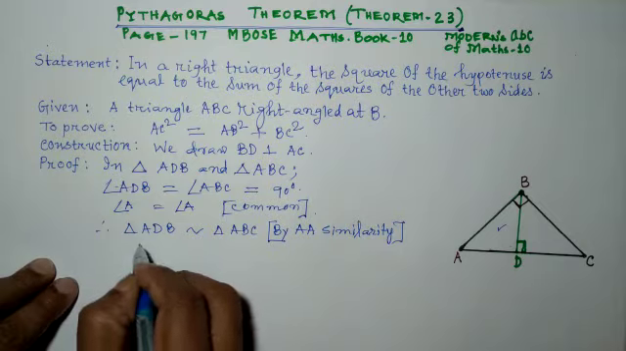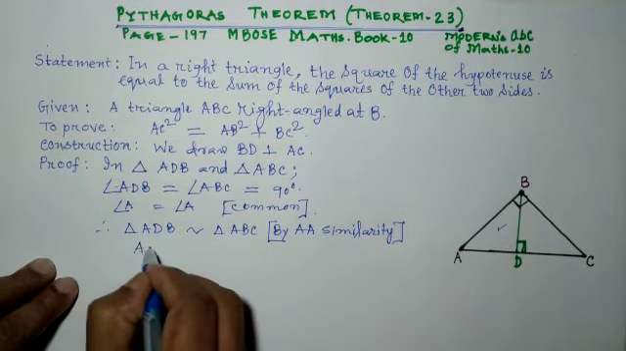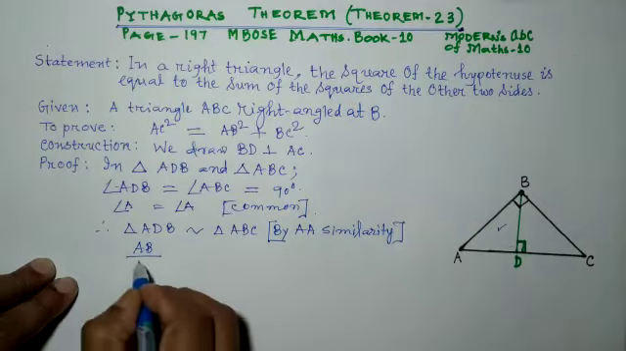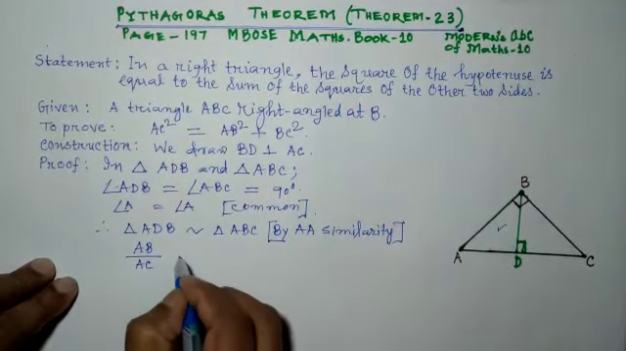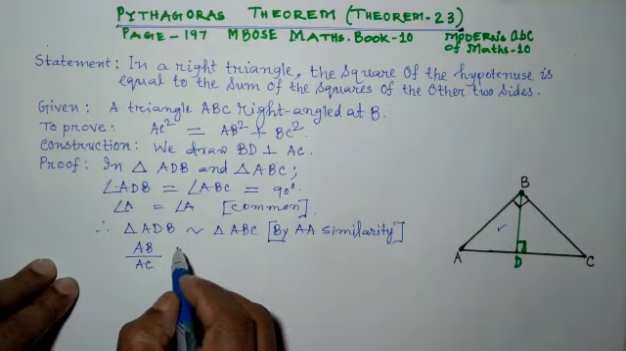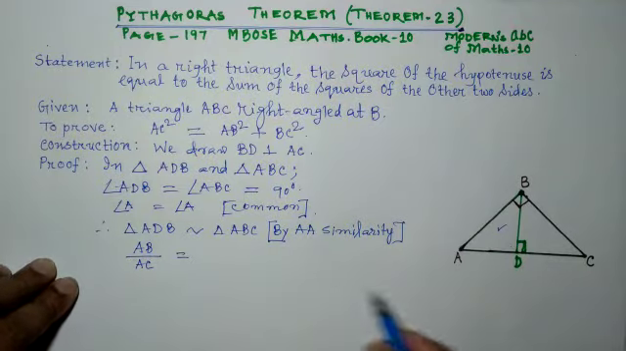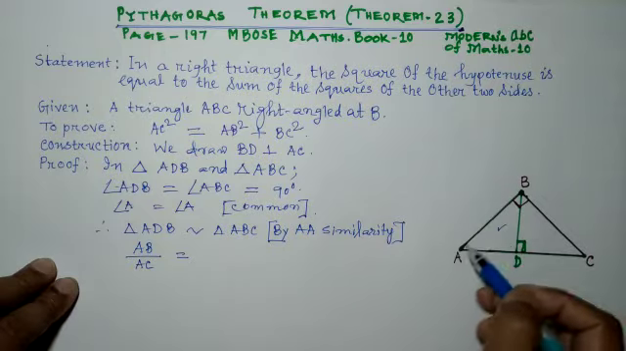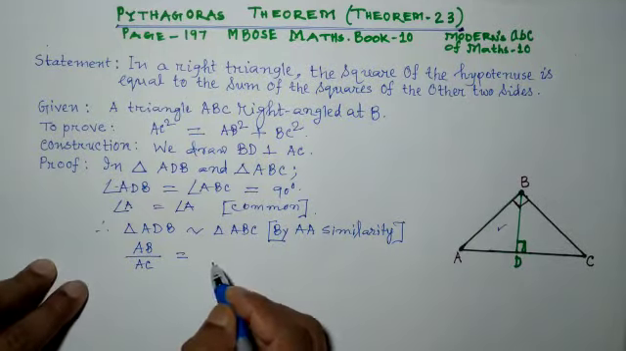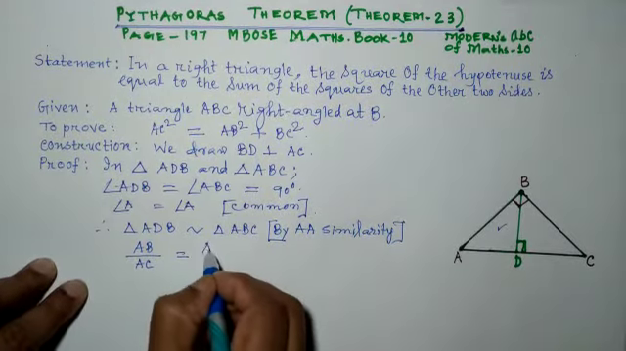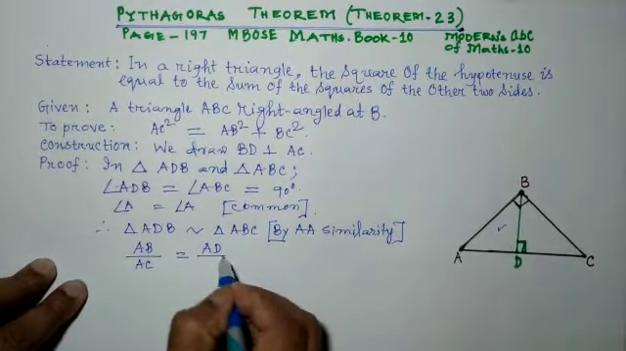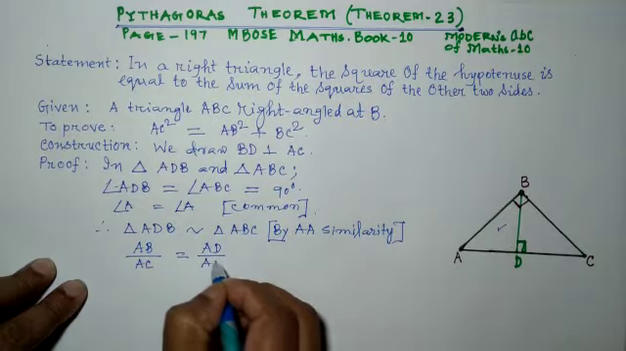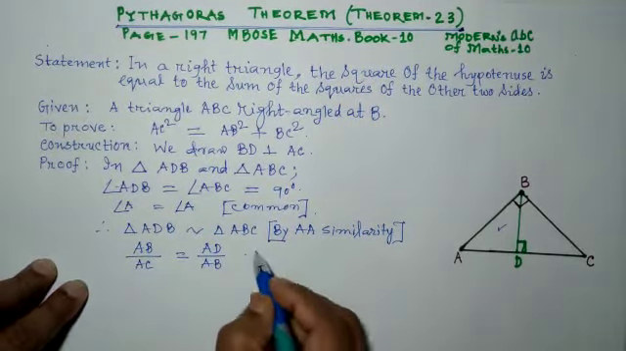So we can say from the small triangle AB and from the big triangle AC, they are the hypotenuses, so they are corresponding sides. And from the small triangle, if we take the side AD, from the big triangle the side AB, they are the corresponding sides. So we write here, from small triangle AD and from big triangle AB, the corresponding sides. They are proportional.